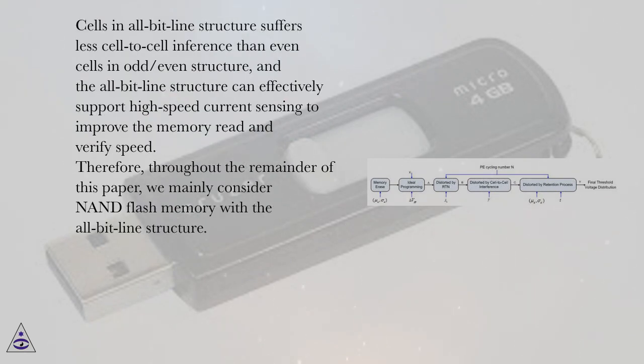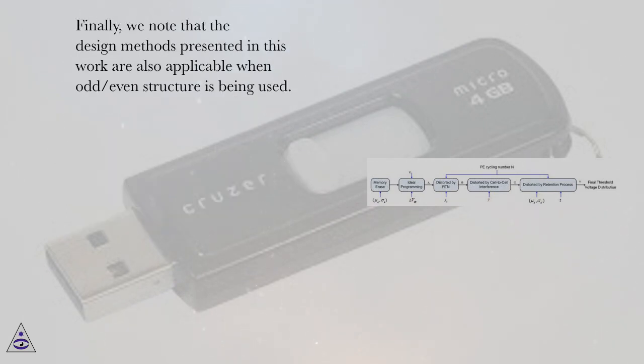Cells in all bit line structure suffer less cell-to-cell interference than even cells in odd/even structure, and the all bit line structure can effectively support high-speed current sensing to improve the memory read and verify speed. Therefore, throughout the remainder of this paper, we mainly consider NAND flash memory with the all bit line structure. Finally, we note that the design methods presented in this work are also applicable when odd/even structure is being used.